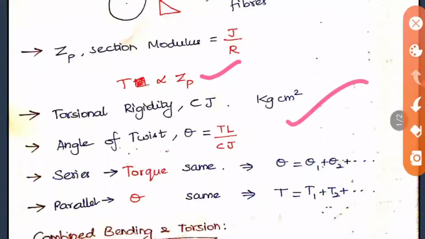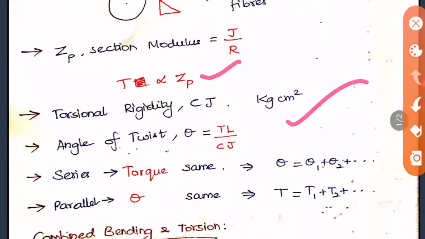So if they ask for the angle of twist in the question, you can directly go for this formula. And if the shafts are connected in series, the torque will be the same. The applied torque in each shaft will be the same, so that theta will be changing. So you should take theta equal to theta 1 plus theta 2, that is, the whole theta will be equal to this one.